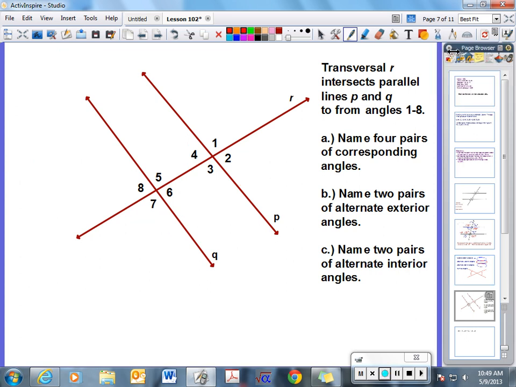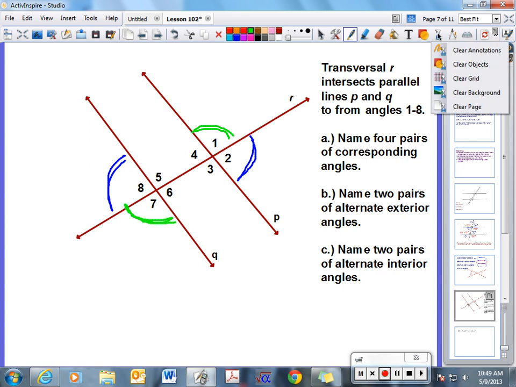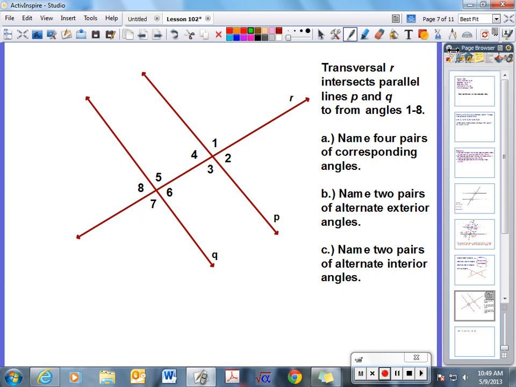Part B says name 2 pairs of alternate exterior angles. Well, I've got angle 2 is an exterior angle, and angle 8 is its partner. So 2 and 8 would be alternate exterior. Let me switch colors here. Angle 1 is an exterior angle, and it's alternate exterior to angle 7. So that's 2 pairs.